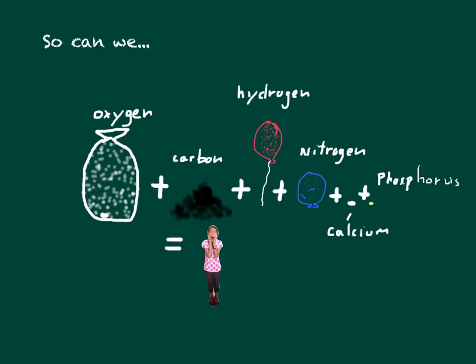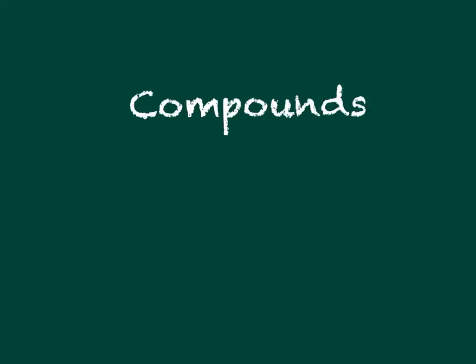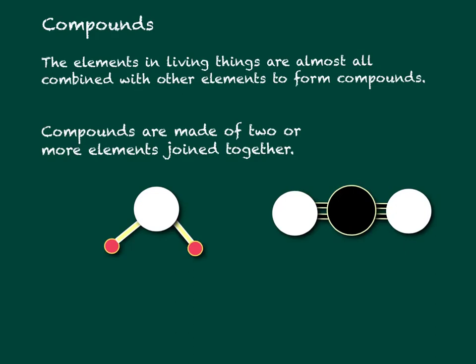To make up living things, these elements have to be combined, arranged, organised in particular ways. And that leads us on to the idea of compounds. So in living things, elements are almost all combined with other elements to form compounds. What's a compound? Compounds are made up of two or more elements joined together. Not mixed together, but joined together.